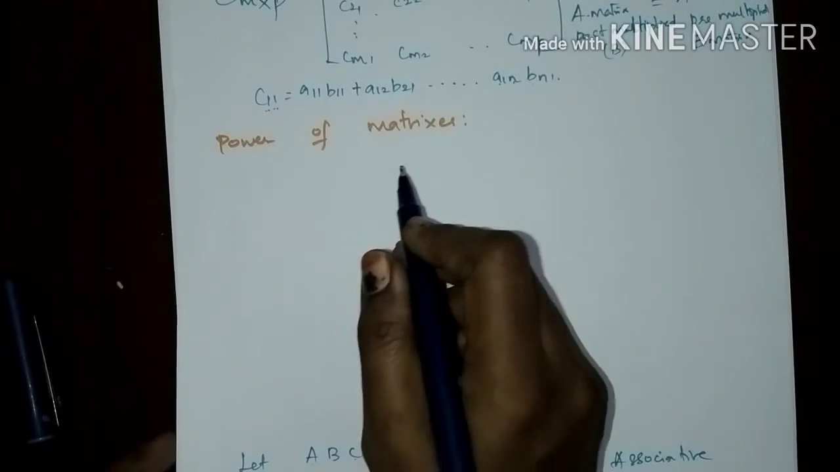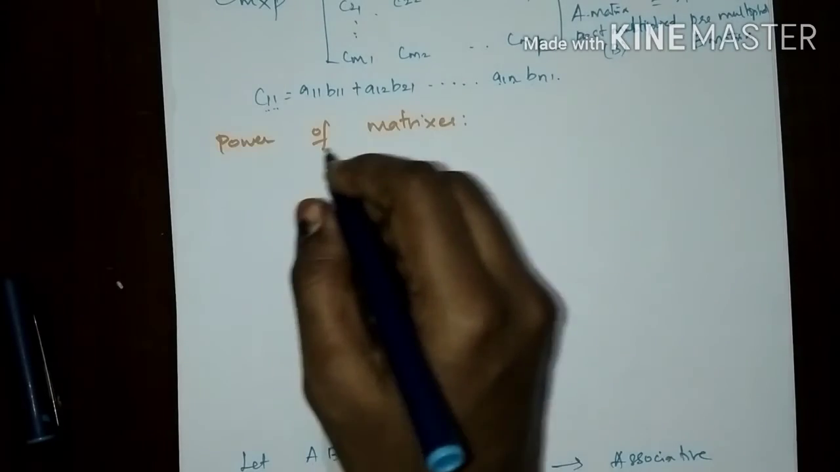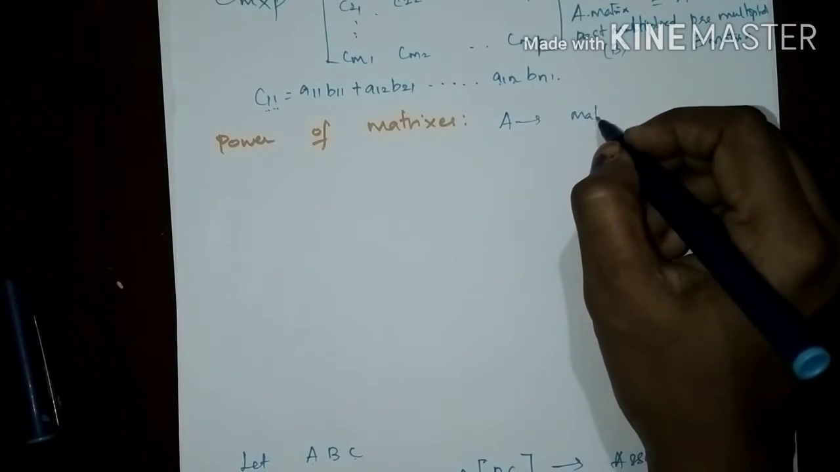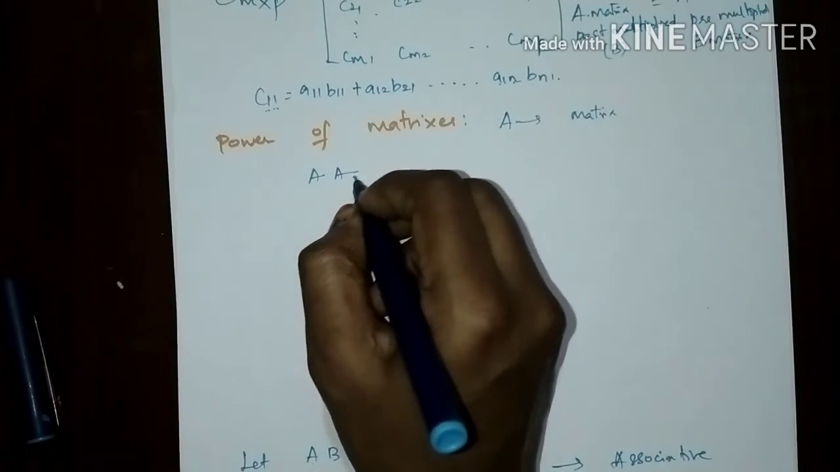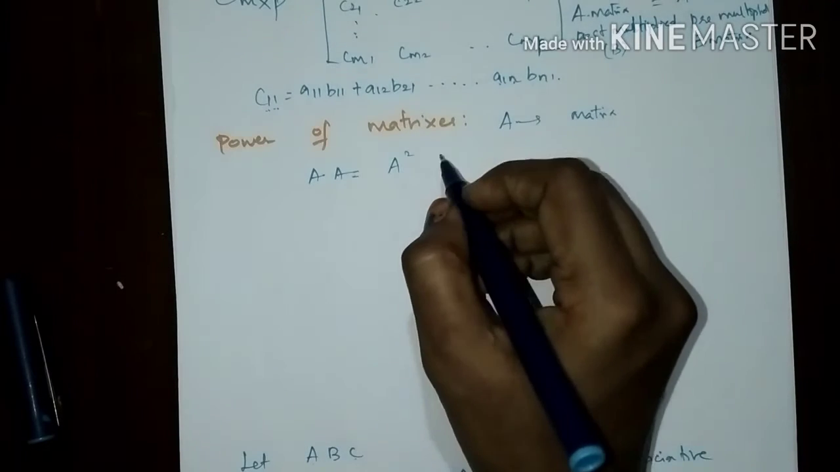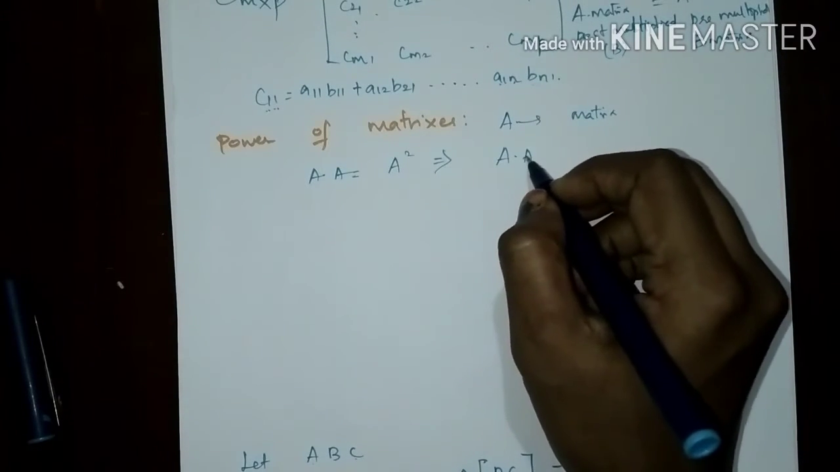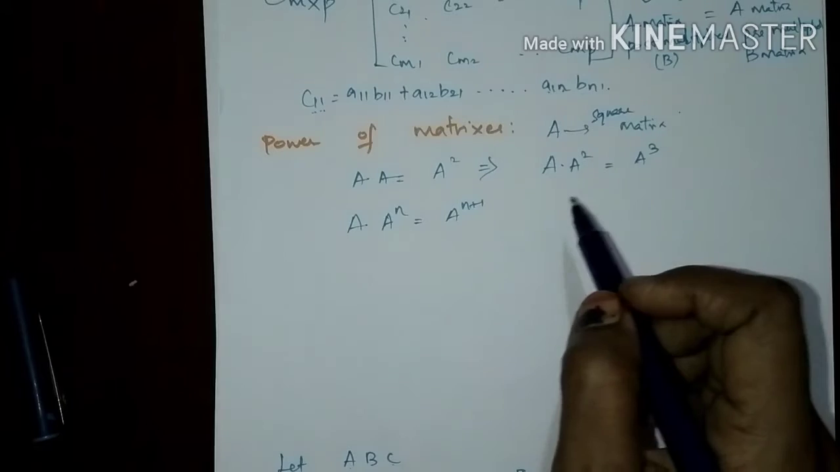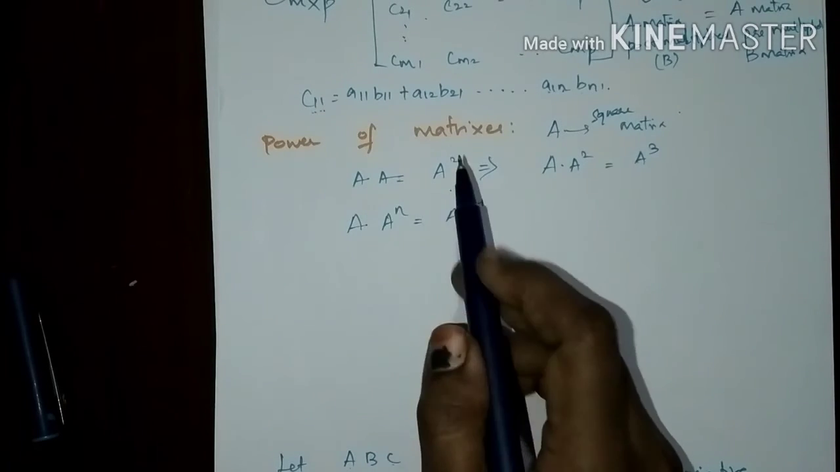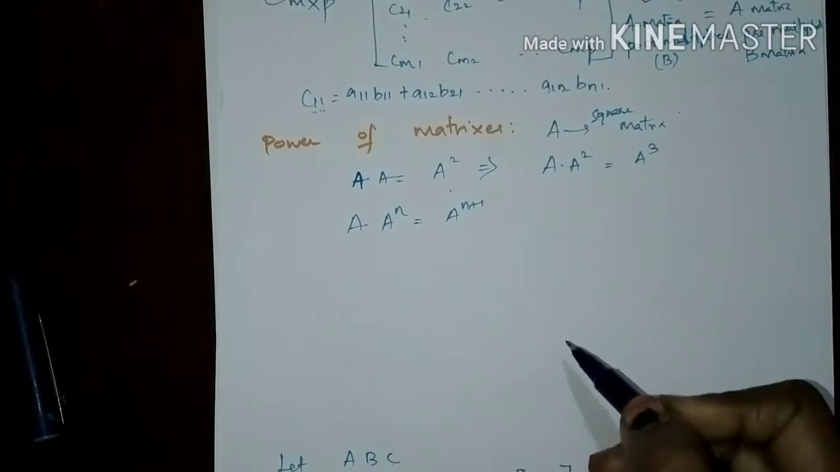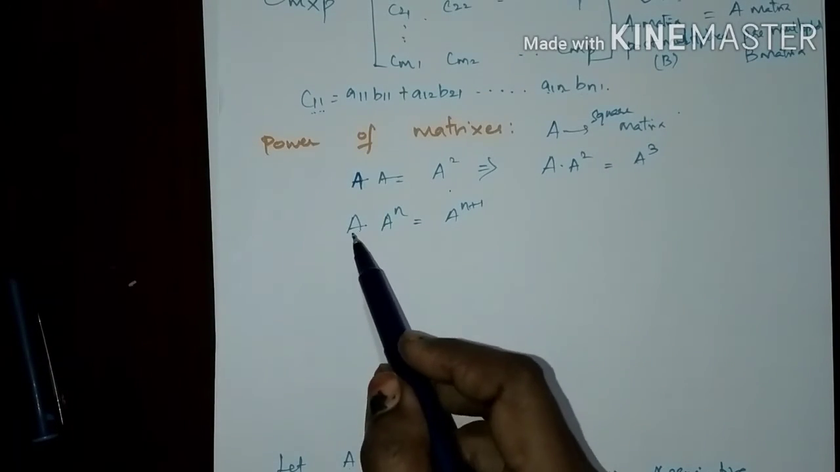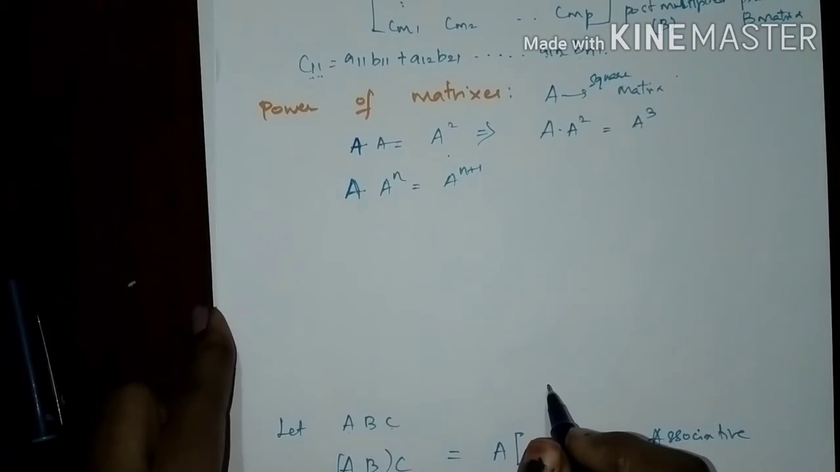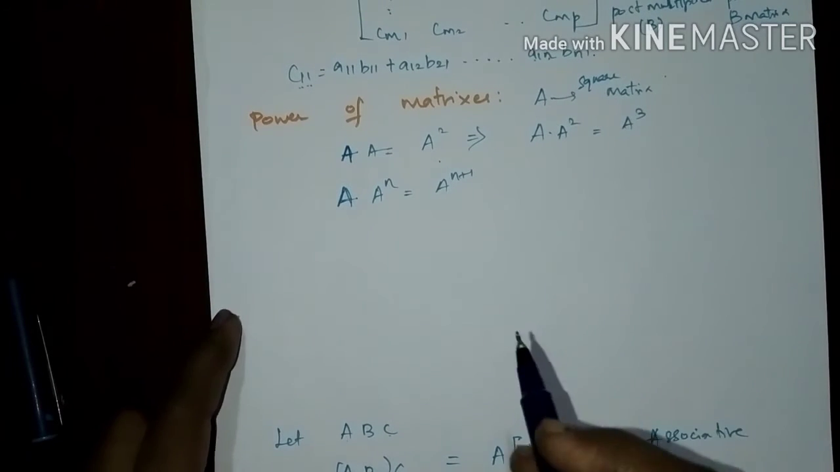We move on to the next operation, power of matrices. Assume a matrix A. If you multiply A with A, we get A square. Normal multiplication. And to get A cube, we multiply A into A square, and we get A3. Let A be a square matrix of any order. The product of A into A gives A square. The power of the matrix has increased. And for n, we multiply A with A power n, and we get A power n plus 1. This is the power of a matrix. Power of a matrix can be found very easily by multiplying the previous power values.